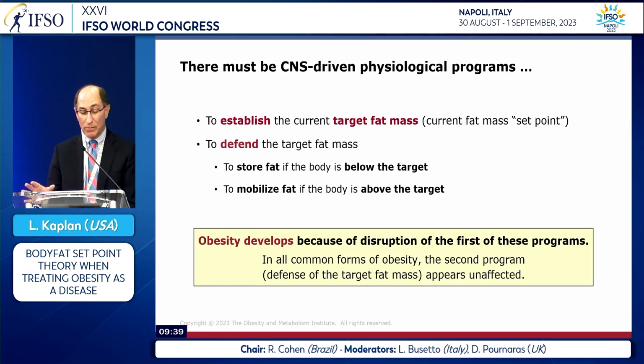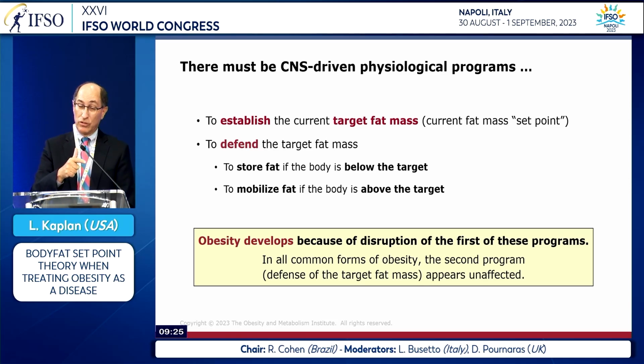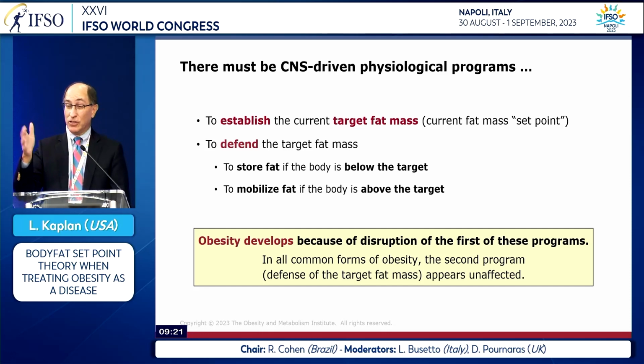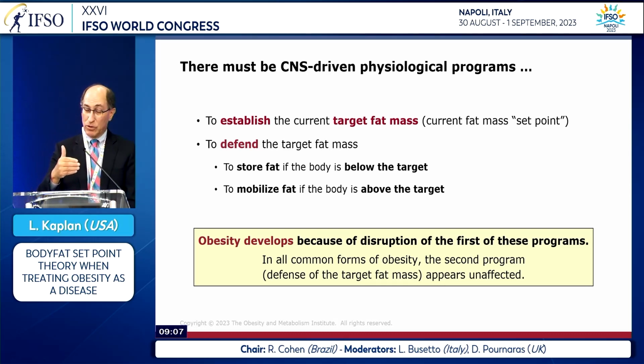And so in all common forms of obesity, the defense of the target fat mass is intact. This has important implications for how we think about obesity, because if the opposite were true, you would get things like mindless eating leading to obesity, because you would no longer have a defensive fat mass, and you would just start eating because you got distracted, since your body doesn't defend anymore. But that's not the way it works. Your body does defend, and I'm going to show evidence for that in a moment.